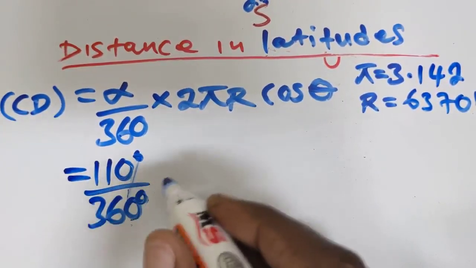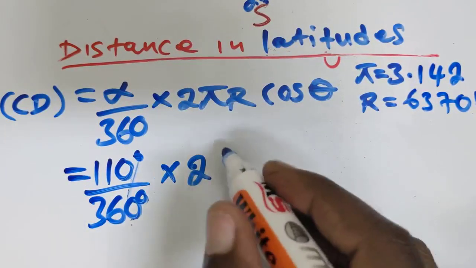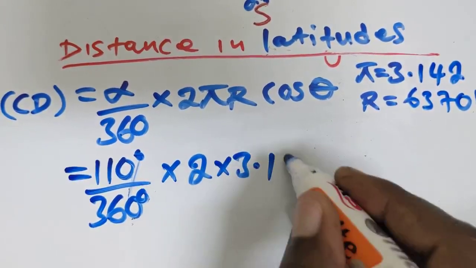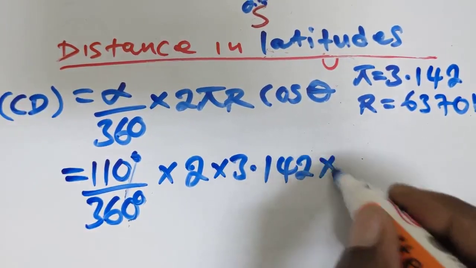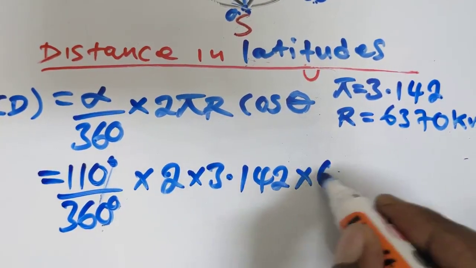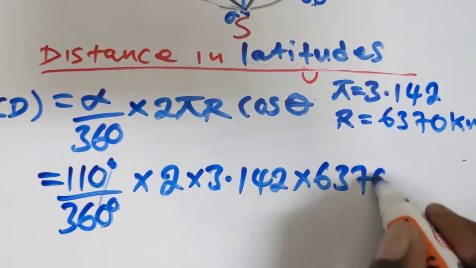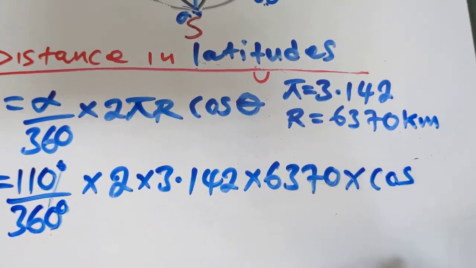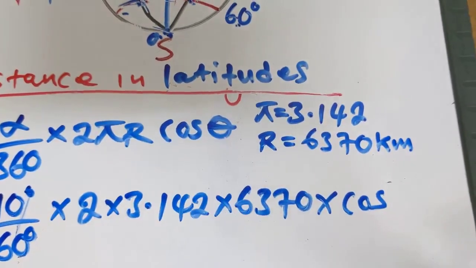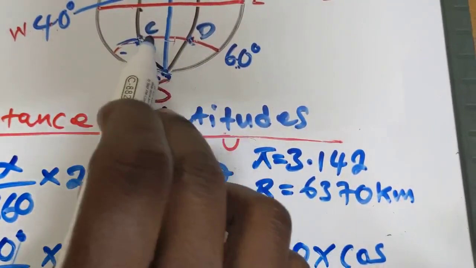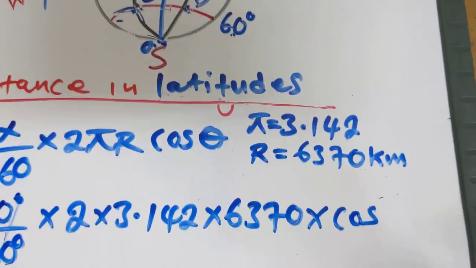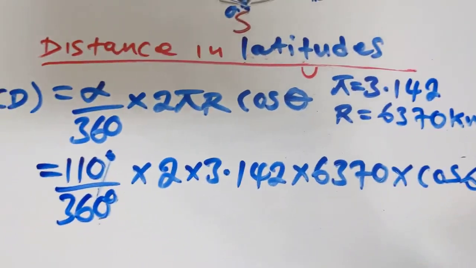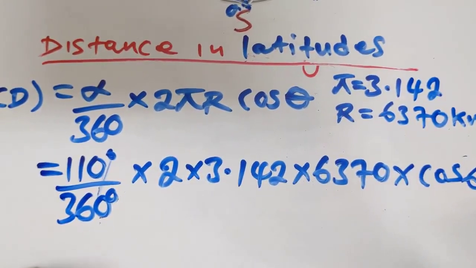over 360 degrees multiplied by 2 multiplied by 3.142 multiplied by the radius, which is 6370, multiplied by cos theta. We said that theta is the latitude in which these two are, which is 60. So just say 60 degrees. You can punch them on a calculator the same way.